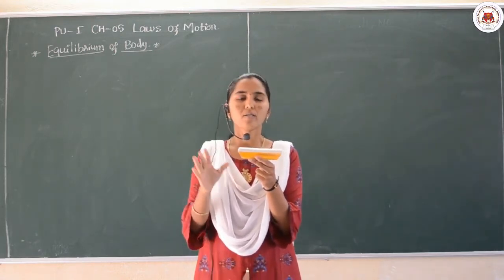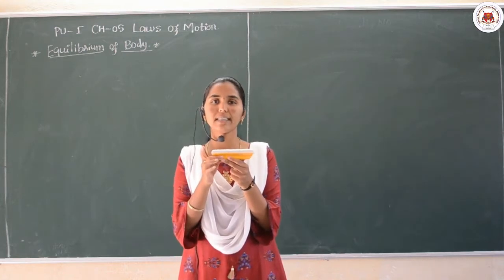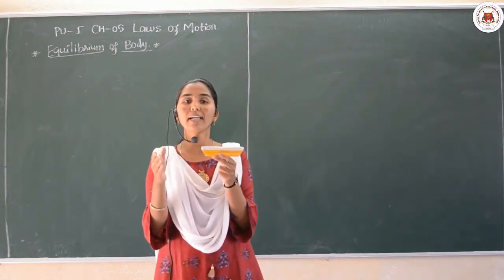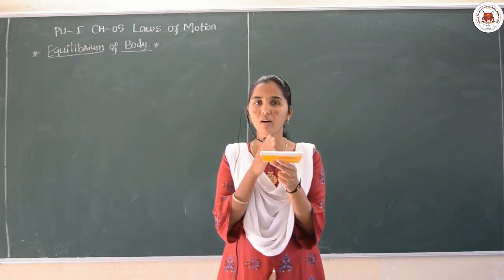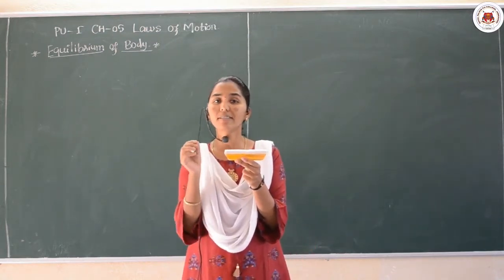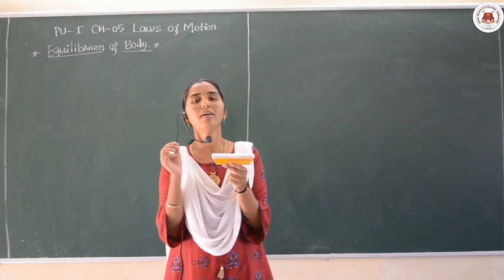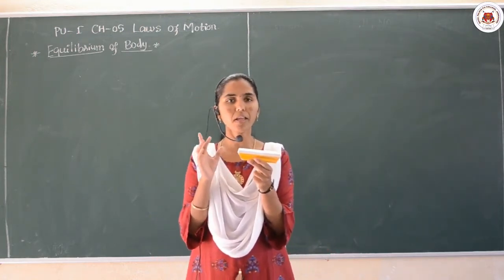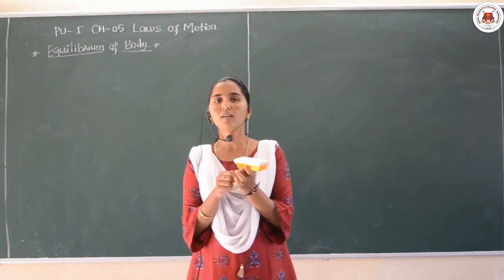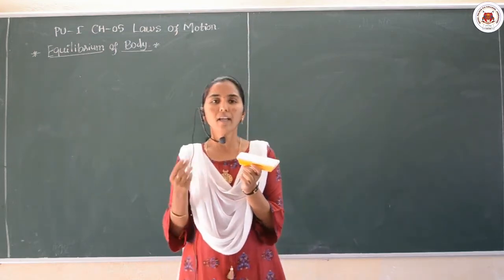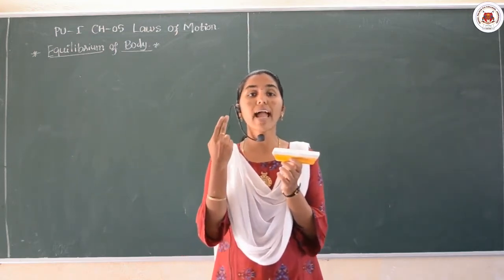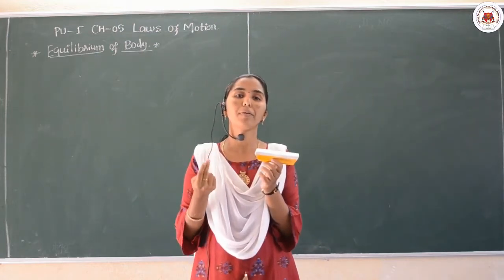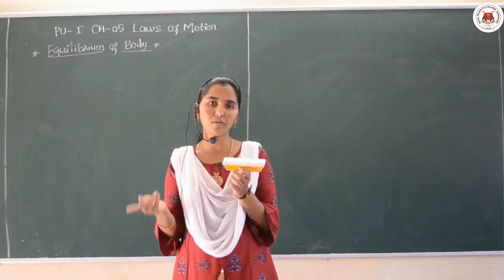Am I clear? So it should not change the state of rest or uniform motion when external forces are acting on it. Then such a body is called to be in equilibrium. Am I clear? Then here we need to understand, if two forces are acting on the body, what will be the condition for the equilibrium of the concurrent forces?